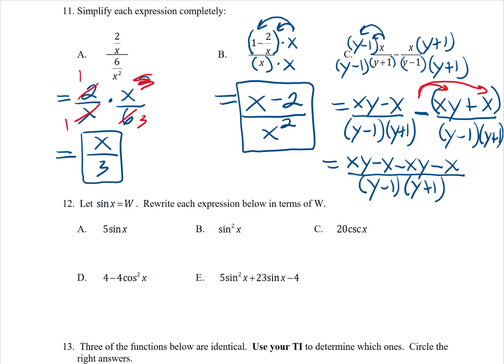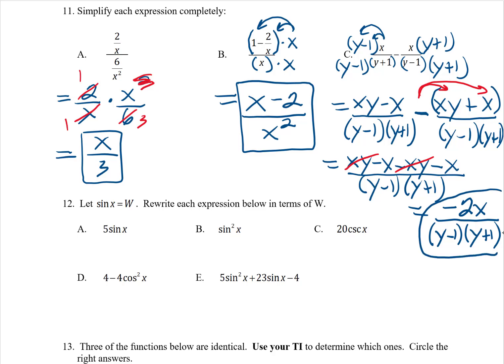And then what? I do have xy minus xy wiping out on the top, and then I have negative x take away x, which is negative 2x. The bottom continues to stay the same. Everything is factored, I just don't have any common factors, and so I'm finished. Here would be the final answer.